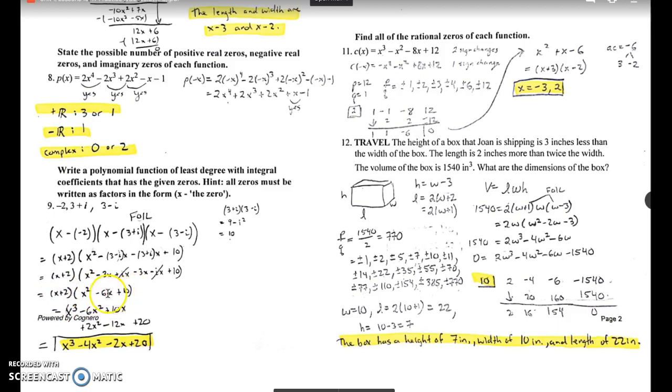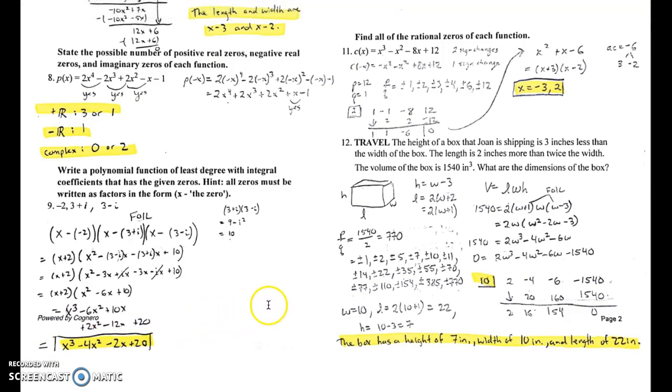Then I multiplied everything in here by x plus 2, and I ended up with x cubed minus 6x squared plus 10x plus 2x squared minus 12x plus 20. Notice that I lined up the powers. First powers are together, second powers are together. When you combine your like terms, you get x cubed minus 4x squared minus 2x plus 20 as your final answer.